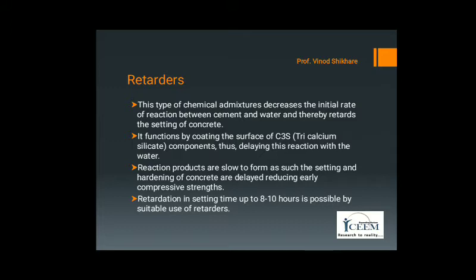Retarders are used to overcome the accelerating effect of high temperature on setting properties of concrete. In hot weather concreting, the retarders are used in casting and consolidating large number of pours without the formation of cold joints. They are also used in grouting oil wells.